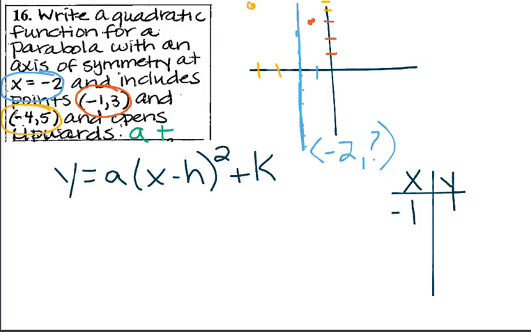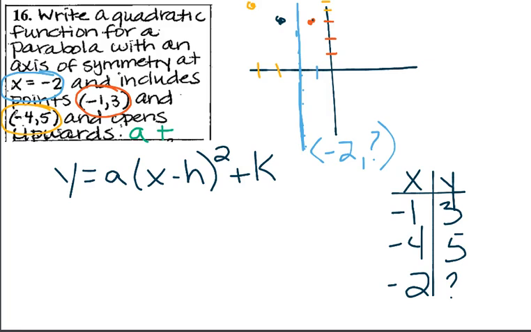We know we've got one at -1, 3. We've got -4, 5. We know there's something at -2, something, but we don't know what the other point is. But we do have an axis of symmetry. So that means that whatever point is on this side has to be on the other side as well, because this is an axis of symmetry. It means it's symmetrical on both sides.